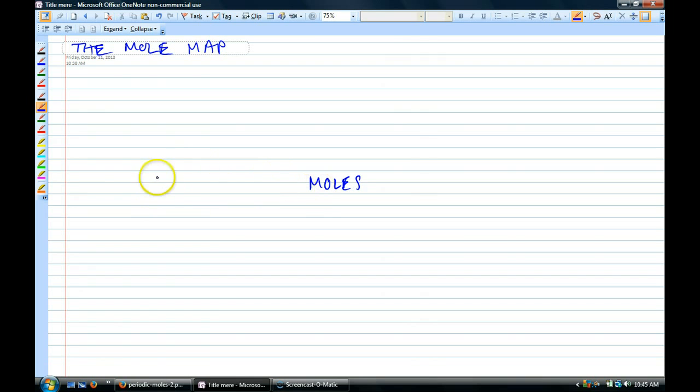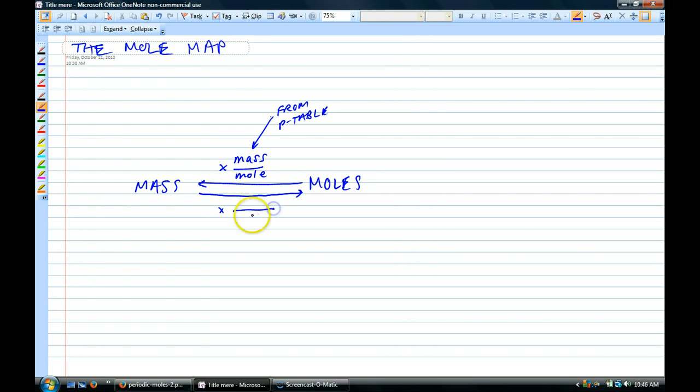Let's say that I want to convert between moles and mass. If I want to go from moles to mass, then I'm going to be multiplying by the molar mass, which of course is mass per mole. And this will come from the periodic table. If you want to go the other way around, from mass to moles, you're going to want to cancel mass and convert to moles, so you want moles in the numerator.